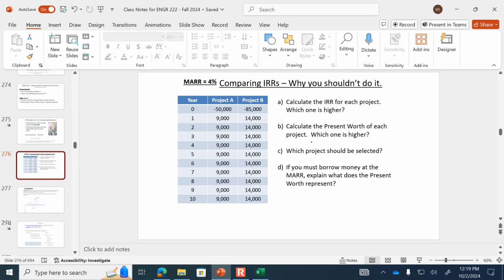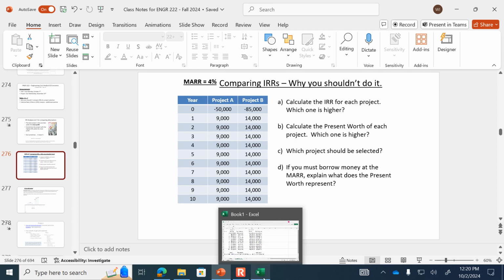So project B costs an extra $35,000 to initiate. And for that extra upfront cost, what you're entitled to is an extra $5,000 per year. And it turns out that that's worth doing, that it is worth spending $35,000 extra to get that extra $5,000 per year if your borrowing cost is 4%. So that's what the MAR suggests.